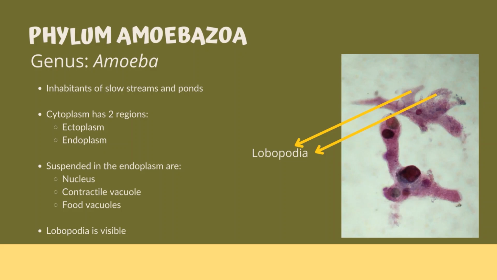This genus is Amoeba, an inhabitant of slow streams and ponds. Its cytoplasm has two regions consisting of ectoplasm and endoplasm. Suspended in the endoplasm are the nucleus, contractile vacuole, and food vacuole. As visible in the image are lobopodia.